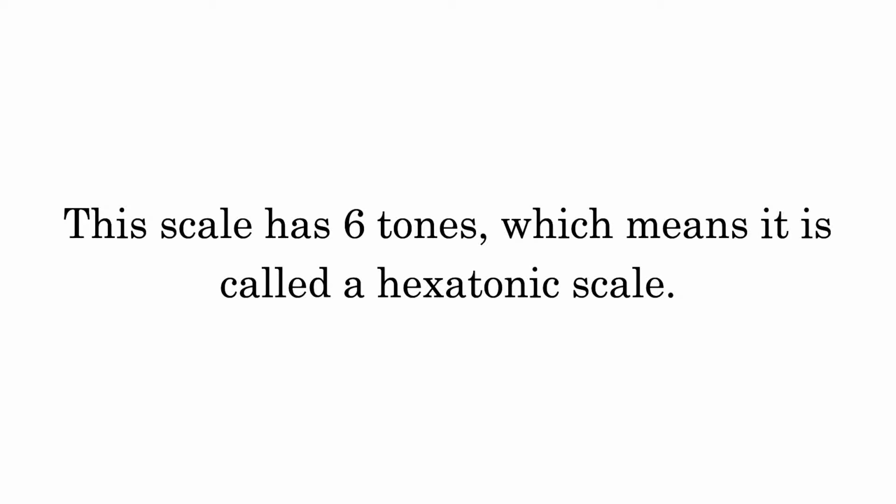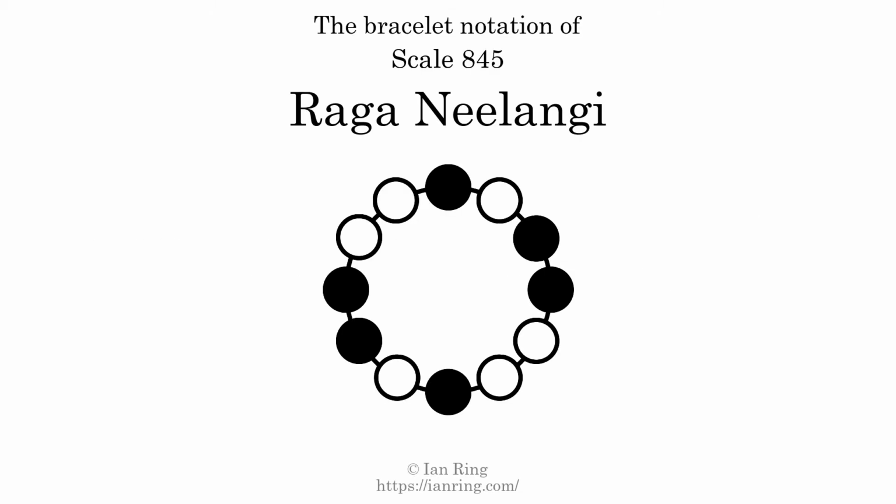This scale has 6 tones, which means it is called a hexatonic scale. This is a bracelet notation diagram of scale 845. The shaded circles represent tones that appear in the scale, and they are read clockwise, starting at the top.